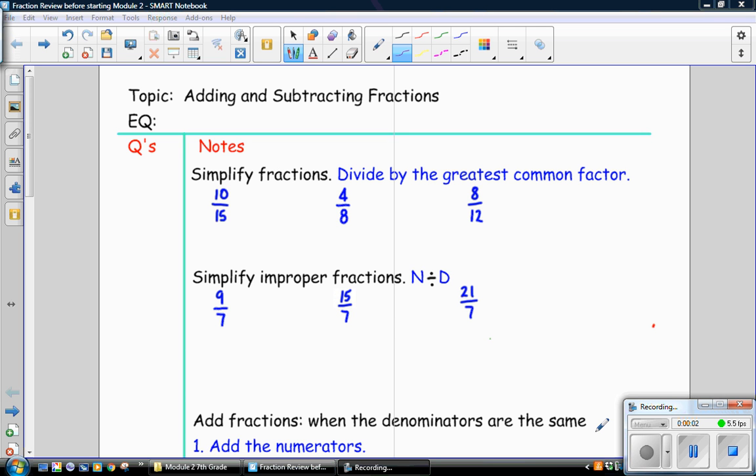This is a fraction review lesson. In this lesson, we will review how to add and subtract fractions. To simplify fractions, remember to divide by the greatest common factor.